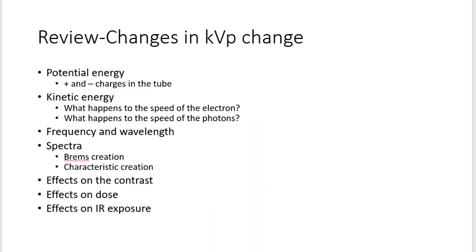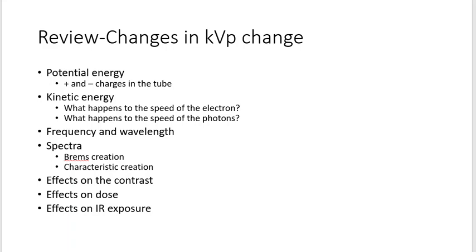Just to wrap it up, kVp is your potential energy, and that is the relative positive and negative charges in the X-ray tube, and it controls kinetic energy. It controls the speed of the electrons as they travel from cathode to anode. The speed of the photons doesn't change, the frequency and wavelength does. The frequency and wavelength determines the energy of the X-ray beam in individual photons. In the Brem spectrum, it controls the peak energy. It directly affects the average energy. As kVp goes up, the average goes up.